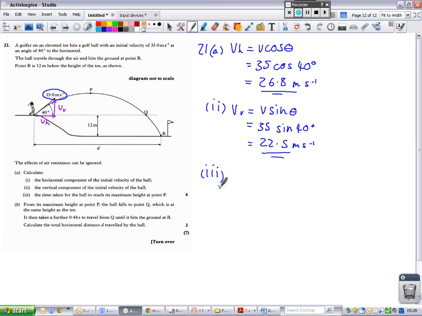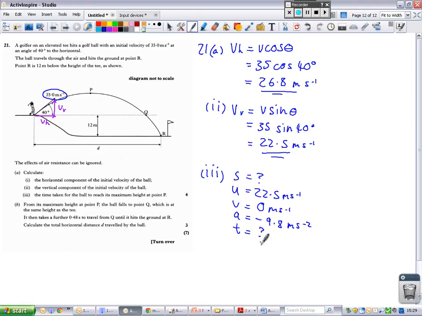The time taken for the ball to reach its maximum height at point P. Well, it's its maximum vertical height, so I would deal with only vertical here. So we're going to be looking at suvat. S is what we're trying to figure out. U is your initial component of vertical velocity, which is 22.5. V at its maximum height, its velocity must be 0 meters per second. It's going up, so we use negative 9.8. And the time is, we don't know, we're trying to figure that out.